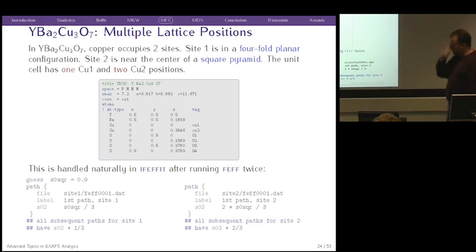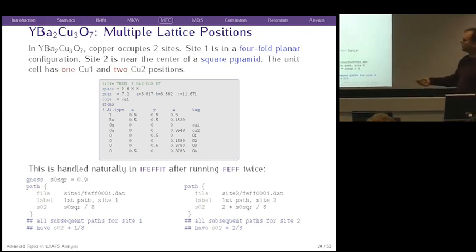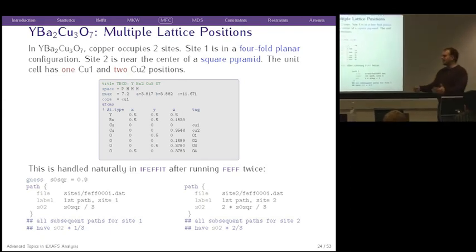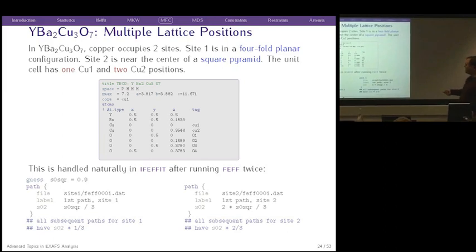So we would have to do something like this. We'd have to guess our S0 squared parameter, and then instead of just applying that to every one of the paths, we would have to scale them appropriately. The ones from site 1 would have to be scaled by 1/3, and the ones from site 2 would have to be scaled by 2/3, because 1/3 of the signal in this material comes from site 1, because there's 1 of them, and 2/3 comes from site 2, because there's 2 of them.